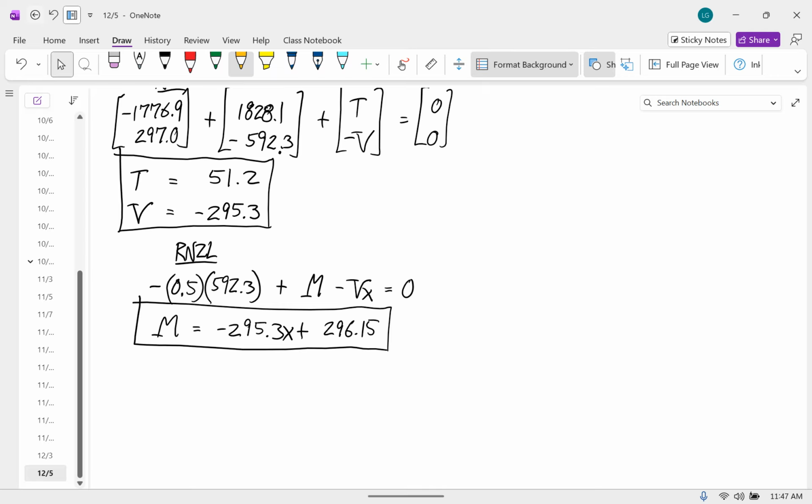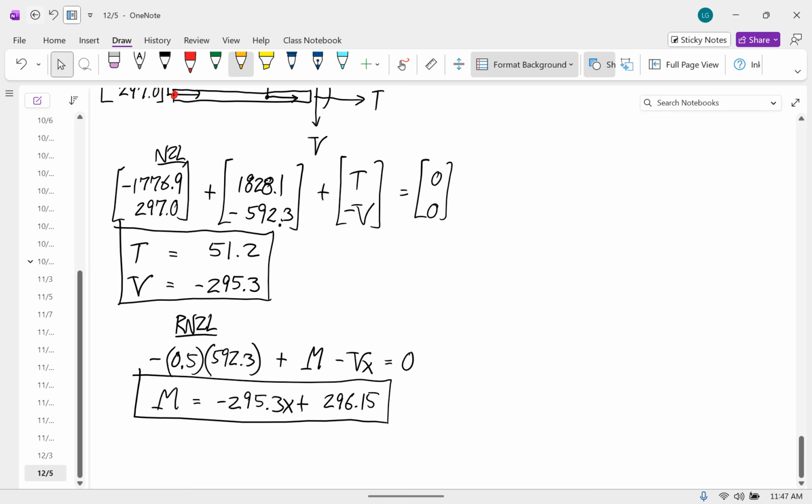Any questions? And then you have to do this whole thing over for the other one. Yep. We did half of it here. And then you could plot these out. These are piecewise functions. This is valid only for x between 0.5 and 1.